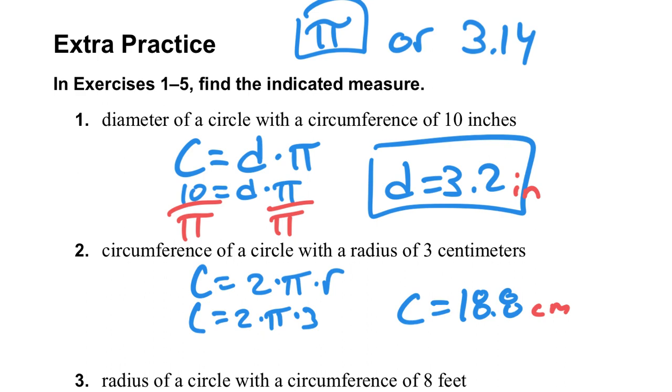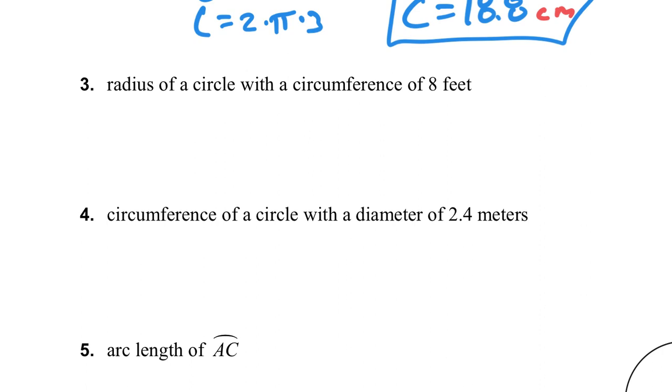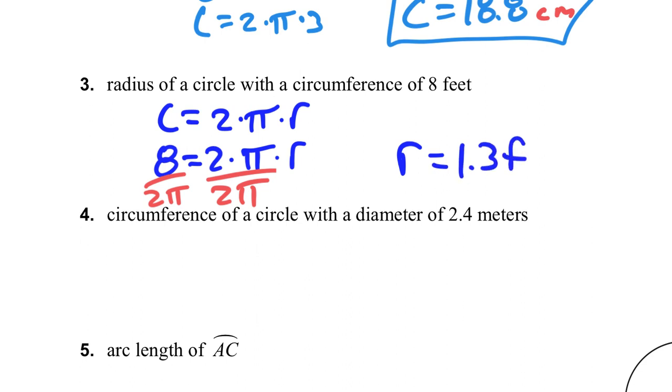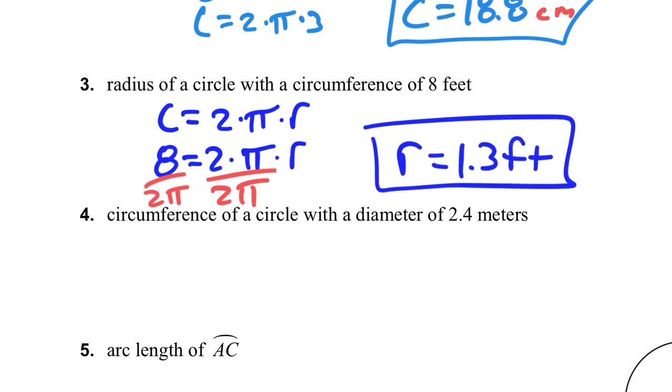Okay, so let's go to number 3. Number 3, we have a radius of a circle with a circumference of 8 feet. So again, I'm going to say circumference equals 2 times pi times the radius. Circumference is the 8, so if I have 8 equals 2 times pi times the radius, divide both sides by 2 pi. Again, you can put 3.14 in the calculator, and I get roughly that the radius is going to equal 1.3 feet. And it's just using these formulas.